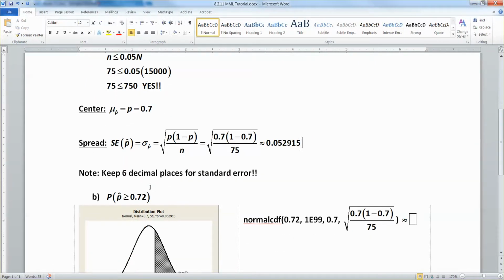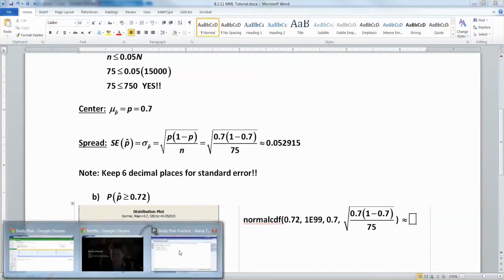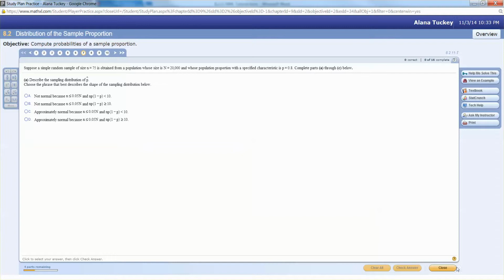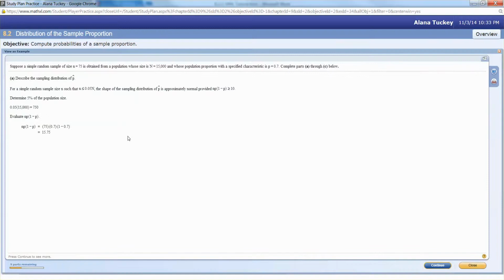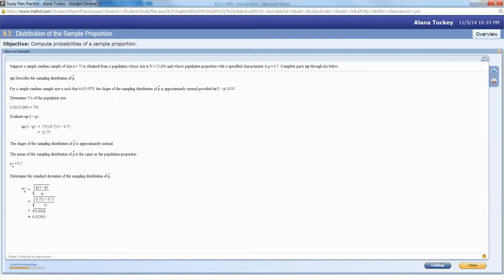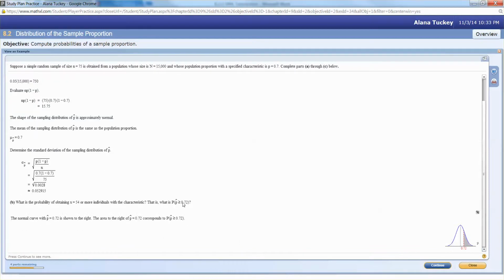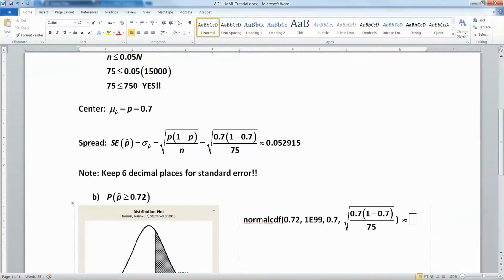Okay, so now we need to find the probability that the proportion p hat is greater than 0.72. I clicked off the example there. So we need the probability of obtaining x equals 54. Just a real quick note, let me remind you of how 54 gets you the 0.72.